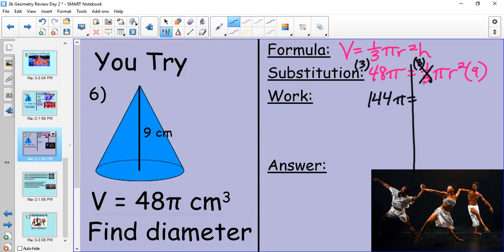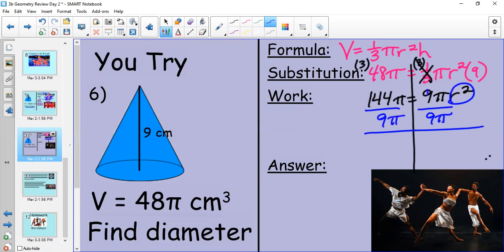And just like the last problem, I'm going to rearrange this so it looks a little prettier. So I'm going to put the 9, then the pi, then the radius squared. And to get radius squared by itself, we divide by 9 pi. So radius squared, 144, divided by 9, gives us 16. And to undo squaring, we square root to get an answer of 4.